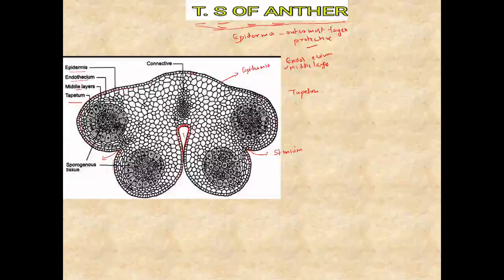Now immediately inside this, what is the next layer? The endothecium. This layer is present just below the epidermis. It is also a single layer, and you can find the cells are radially arranged. Immediately below the epidermis you find radially arranged cells forming the endothecium. These endothecium cells have fibrous thickening.